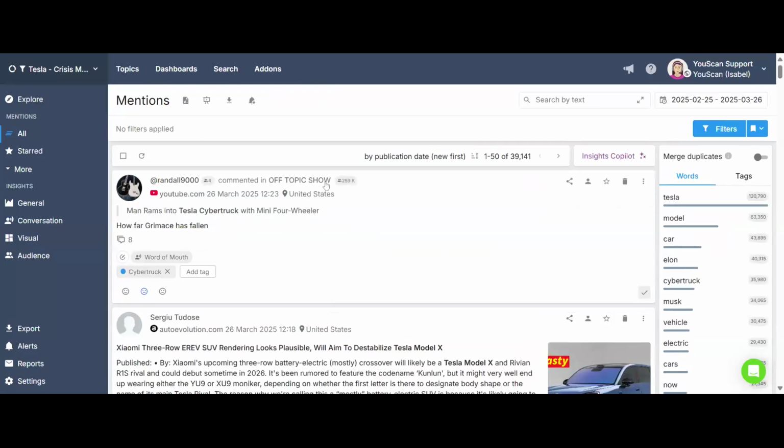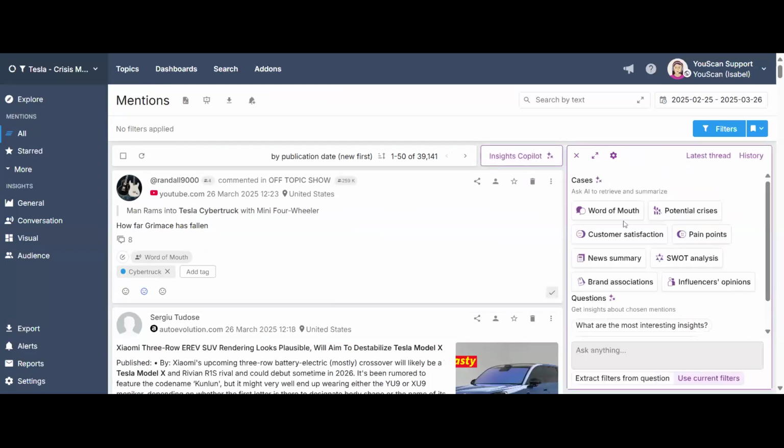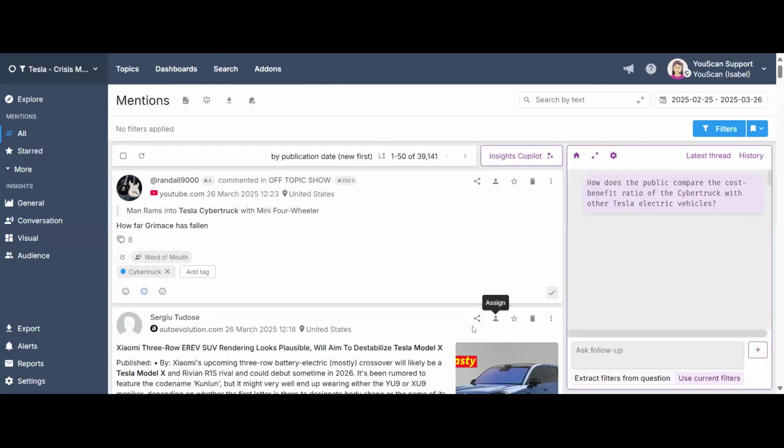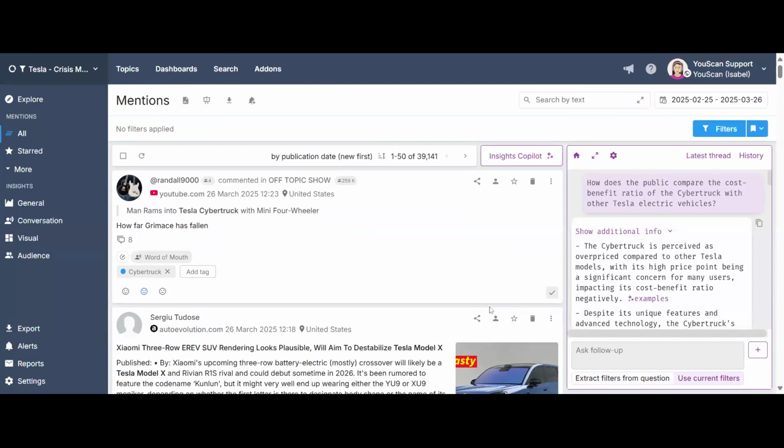Now coming back to my second favorite tool here in YouScan, which is Insights Copilot. I love this tool because we can not only use the prompts that we already have, but we can also make our own questions to this tool. For example, I ask Insights Copilot to understand how the public compares the cost-benefit ratio of the Cybertruck with other Tesla electric vehicles.